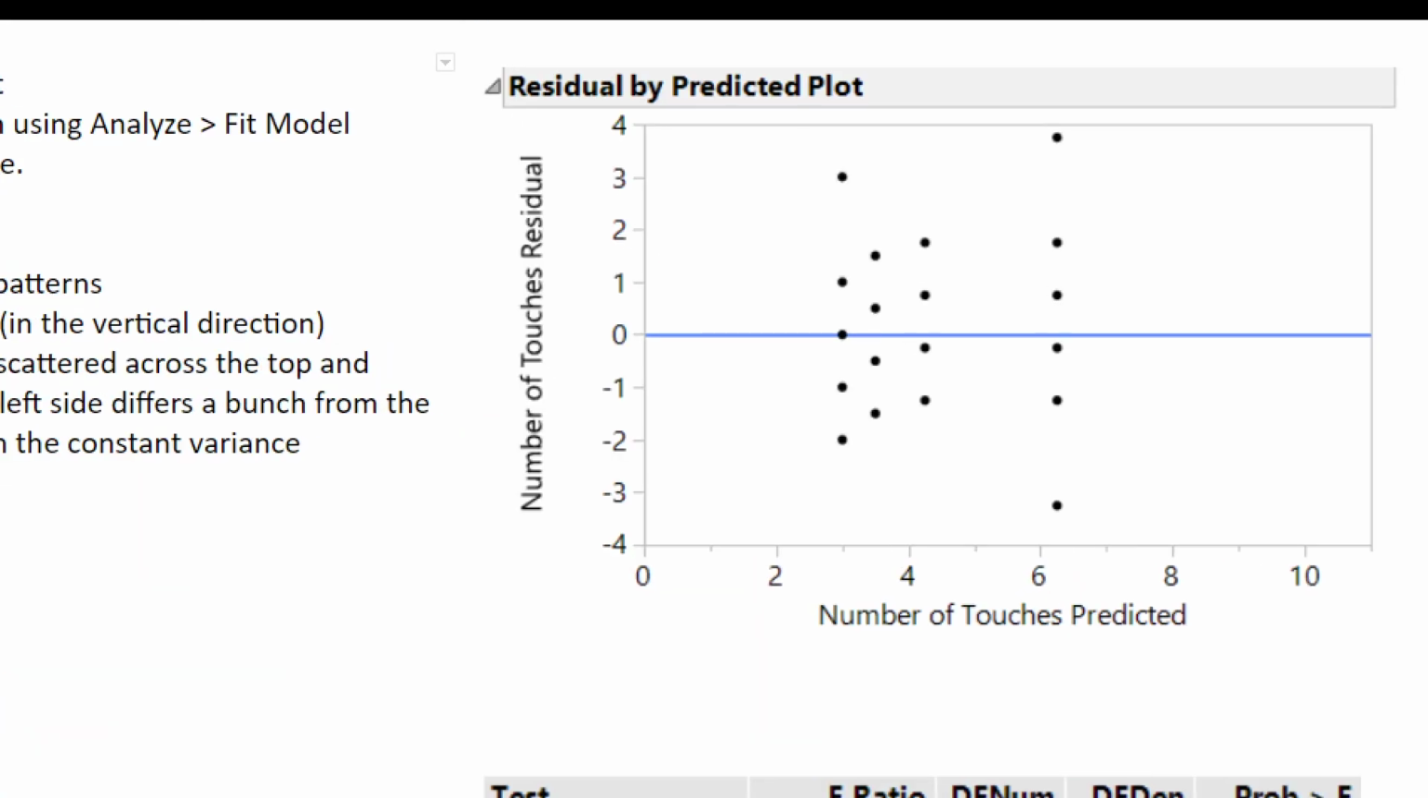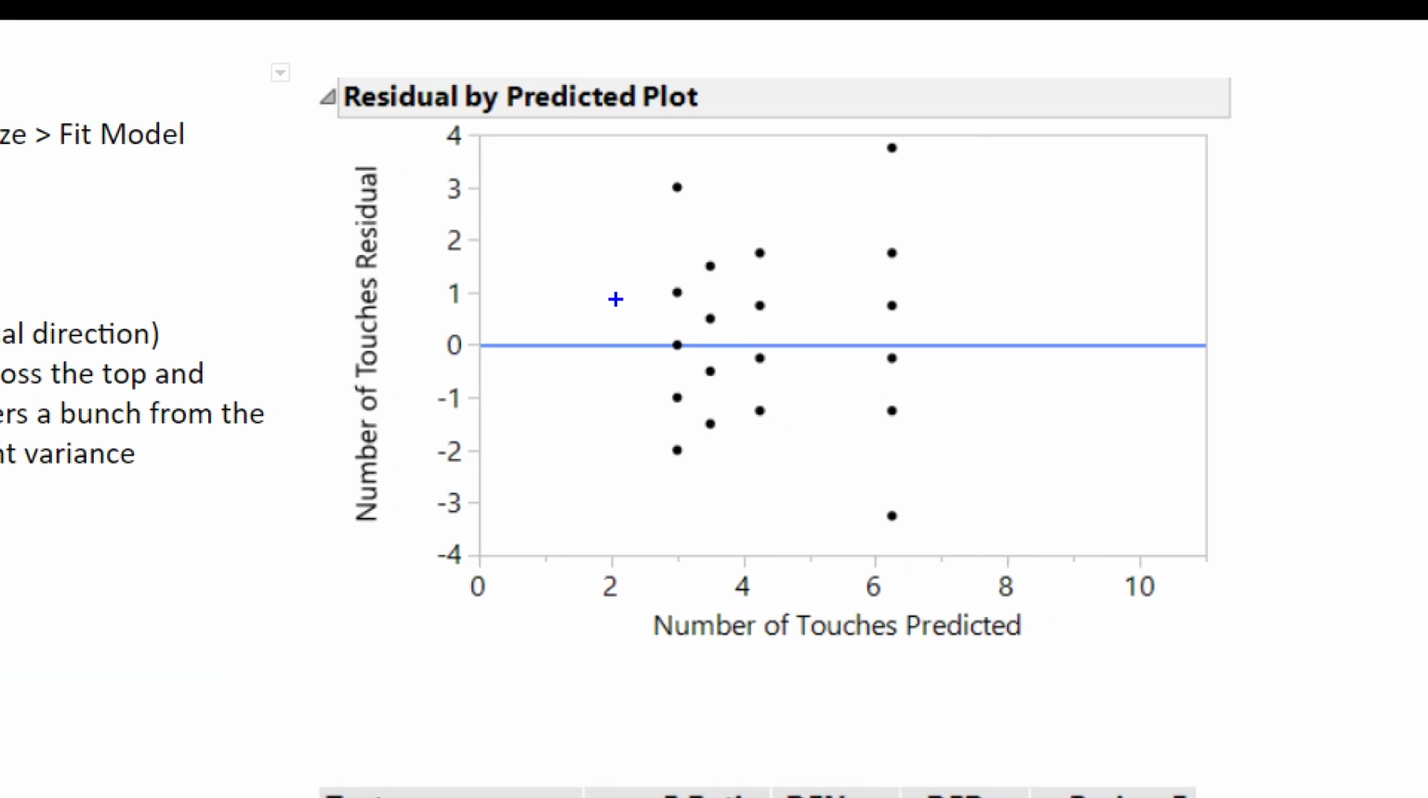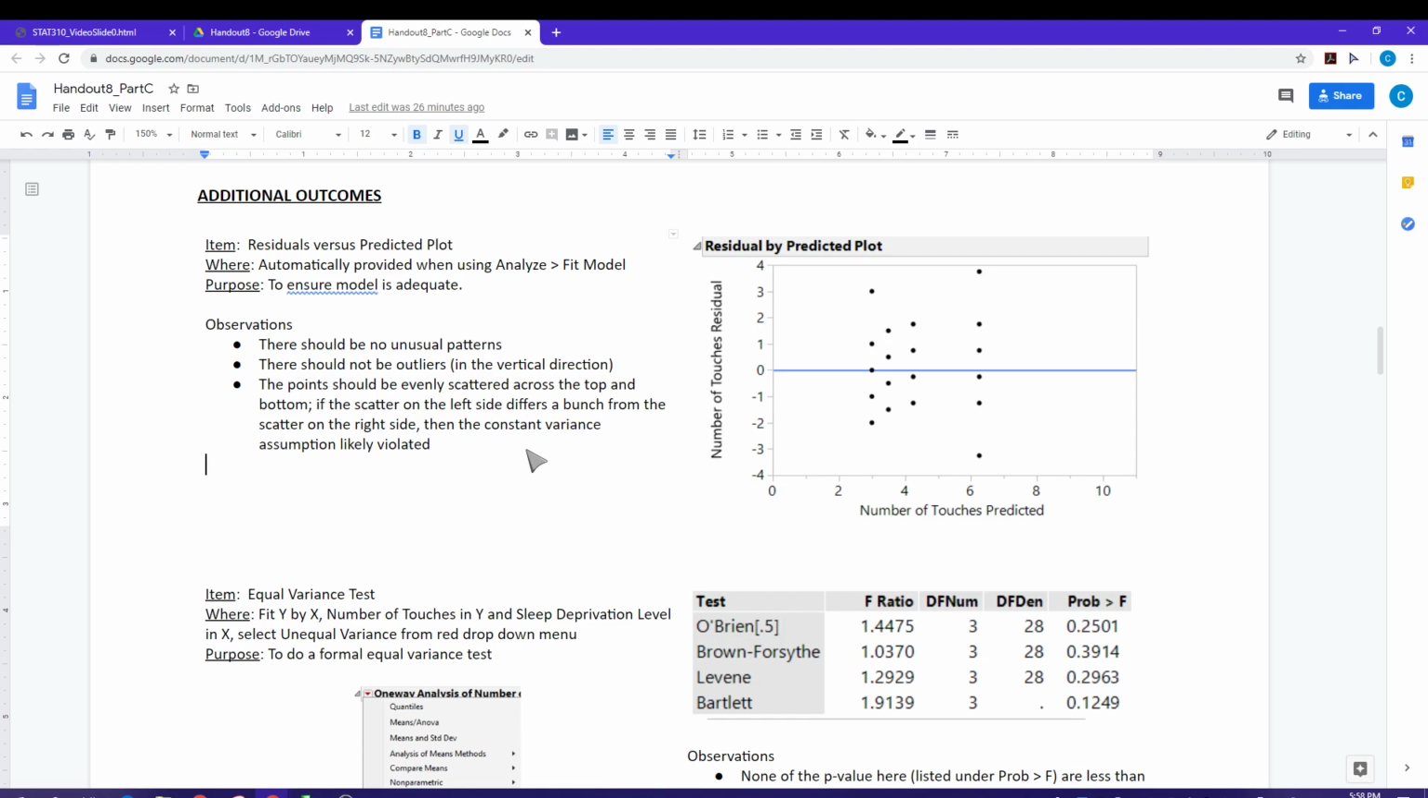If I ran into a situation where on this side I didn't have very much variability, so let's suppose that the spread on the left side was not very much at all, but the spread over here on the right side was a lot, that would be a problem. We call this kind of a funnel pattern, or a megaphone pattern. Or it could be switched around. If we have that problem, then the constant variance assumption is probably being violated.